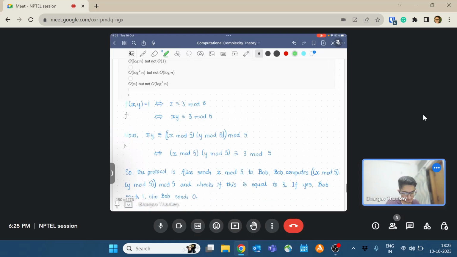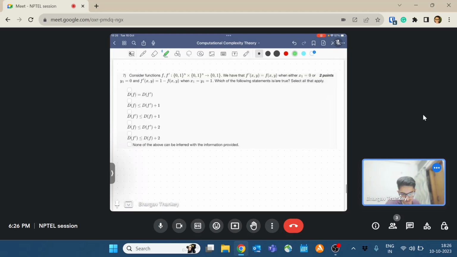Okay, so let's look at the next problem. Consider two functions f and f prime, which are both from {0,1}^n cross {0,1}^n to {0,1}. What we have is that f prime(x, y) equals f(x, y) if either x1 is 0 or y1 is 0, and f prime(x, y) equals 1 minus f(x, y) when both x1 and y1 are 1. Here x1 and y1 are the first bits of the strings x and y respectively.